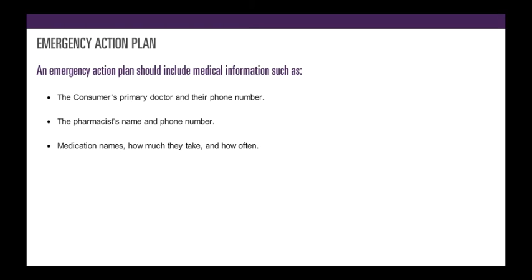If the consumer uses special equipment that would be needed in an emergency, such as a wheelchair or oxygen, make sure the plan has that information. You can click on the action plan on this page to see an example of what medical information to include.